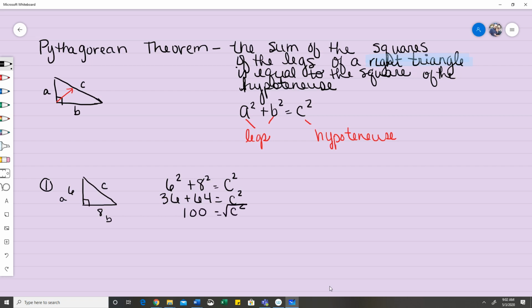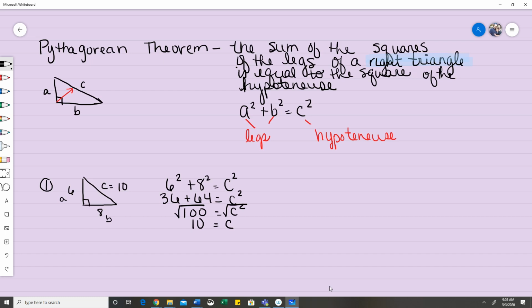And if I take the square root of each side, okay, what we do to one side, we must do to the other side in an equation. So the square root of 100 is 10. So my hypotenuse is 10. All right.